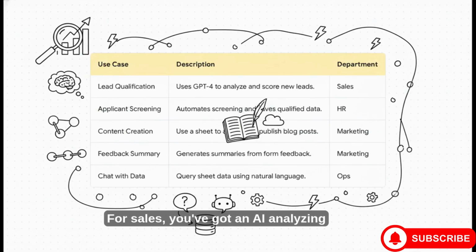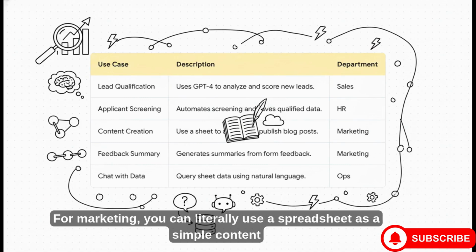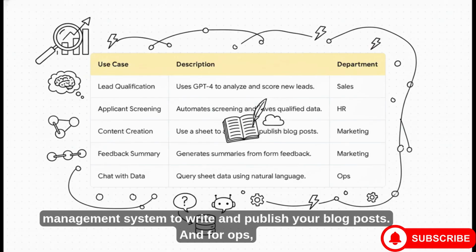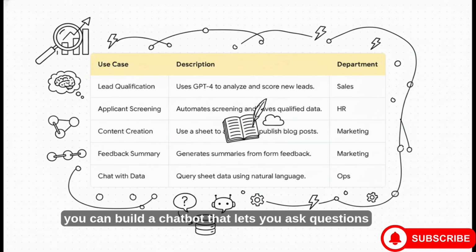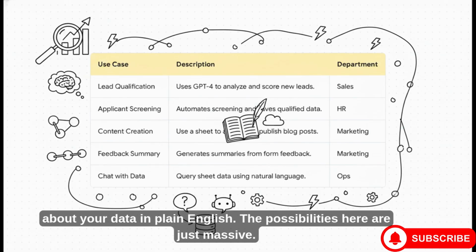For sales, you've got an AI analyzing and scoring new leads right inside the sheet. For marketing, you can literally use a spreadsheet as a simple content management system to write and publish your blog posts. And for ops, you can build a chatbot that lets you ask questions about your data in plain English. The possibilities here are just massive.